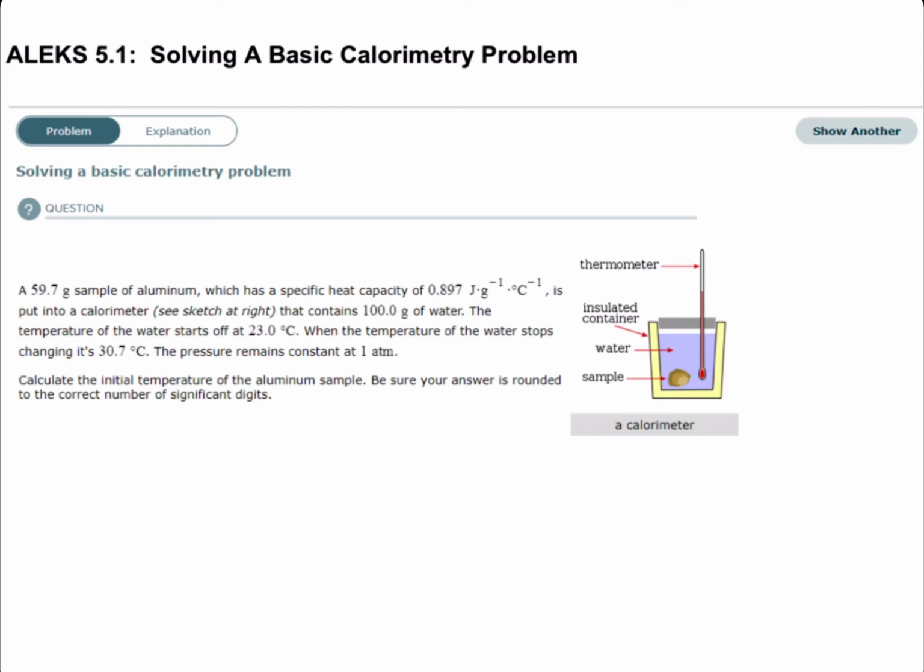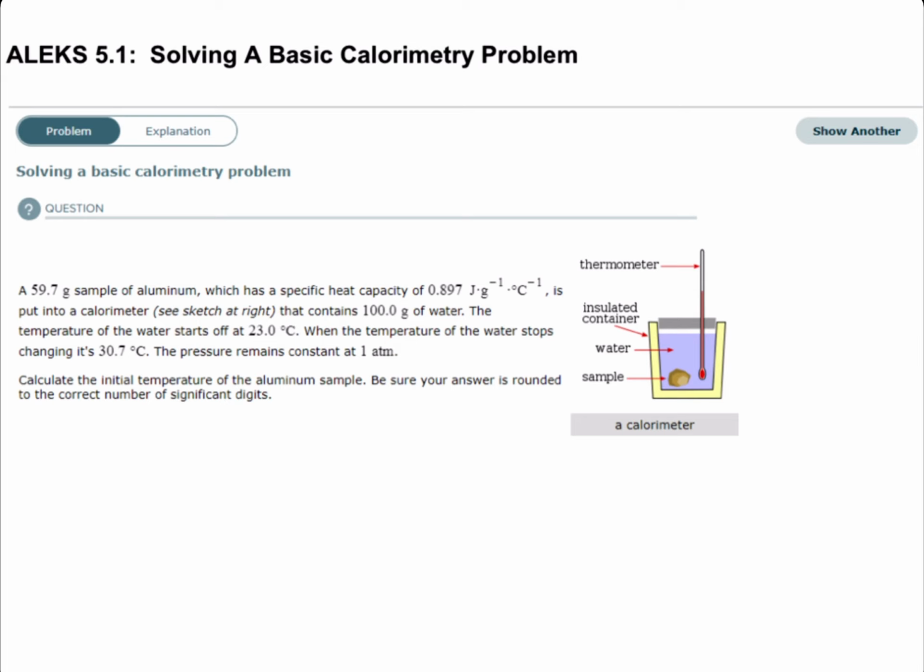We're going to work on an ALEKS problem that deals with calorimetry. In this example, a 59.7 gram sample of aluminum, which has a specific heat capacity of 0.897 joules per gram per Celsius, is put into a calorimeter that contains 100 grams of water. The temperature of the water starts off at 23 degrees Celsius. When the temperature of the water stops changing, it's 30.7 degrees Celsius. The pressure remains constant at 1 atmosphere.